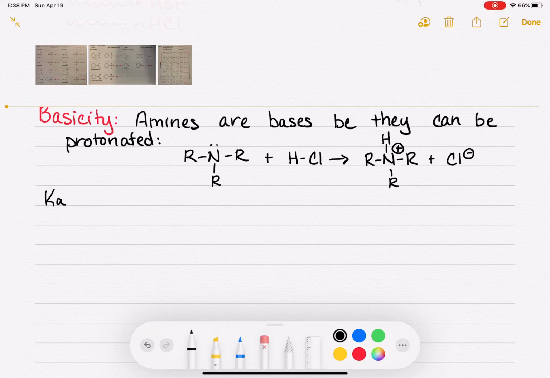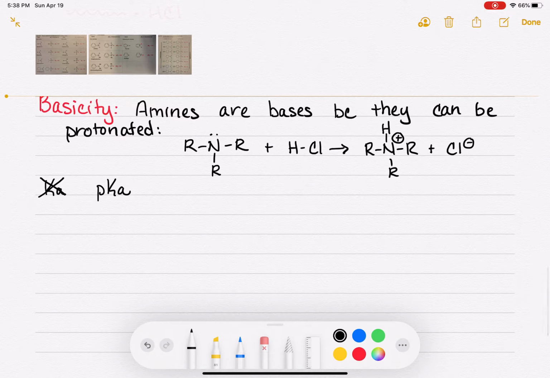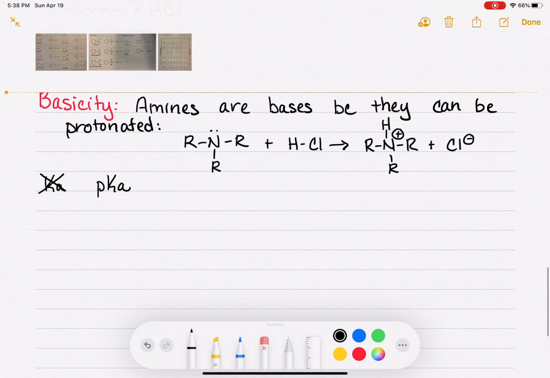So just to keep things simple, all of our data tables are in terms of the acidity, so it's Ka. And in fact, to keep it even more simple, all of our data tables are actually in terms of pKa, because if you recall, pKa is an easier number to look at than a Ka.